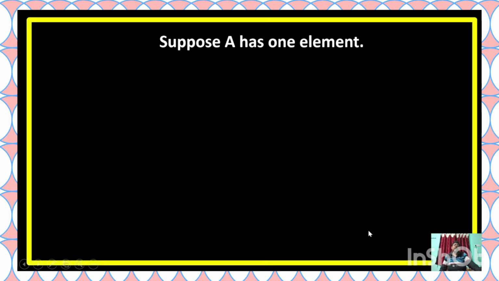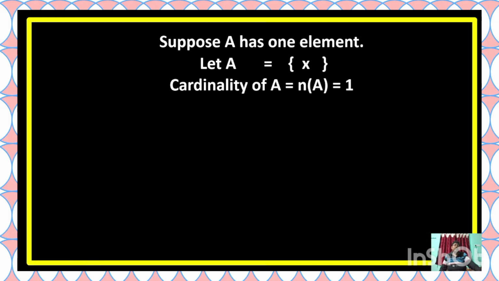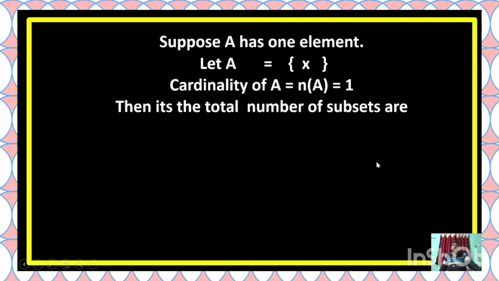Suppose the set has one element. Let A be a set having element x, where x is an element of the set S. So the cardinality of the set A, n(A), is 1, yes or no? So its total number of subsets, what are the subsets there? You are able to see these are the subsets of the set A.